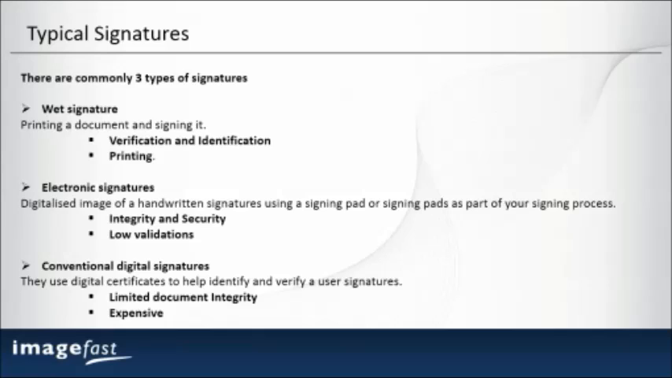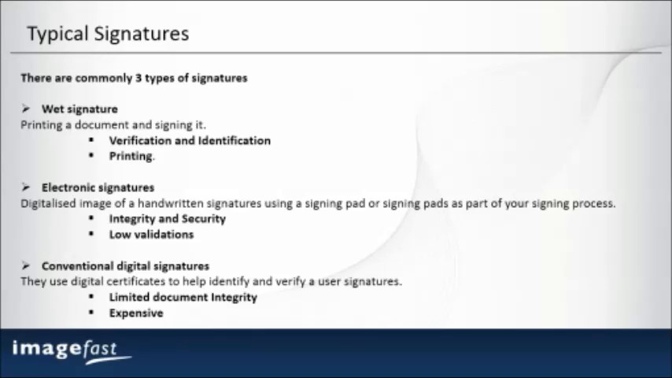And that brings us finally on to how electronic signatures went on to evolve, and we have what we now know as a conventional digital signature. So where a digital signature tried to build on some of the limitations and concerns of an electronic signature, is using digital certificates.